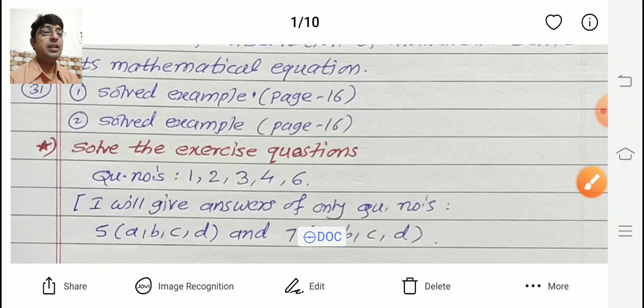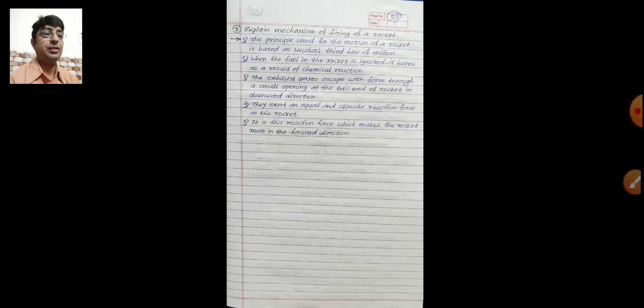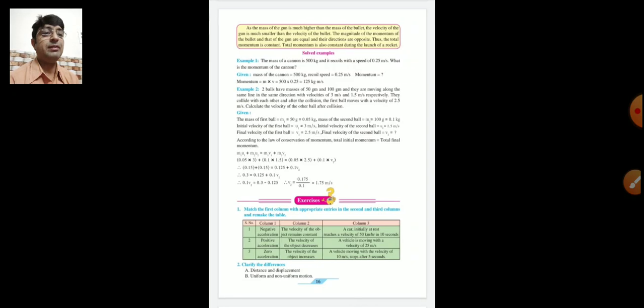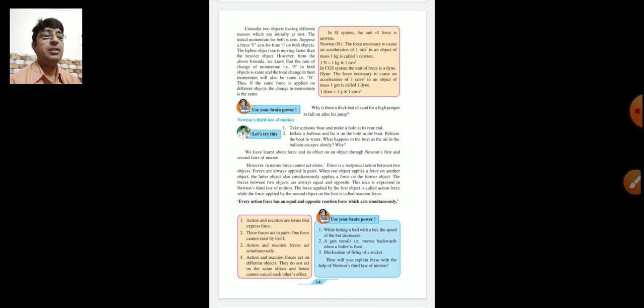So in this way, this first lesson, laws of motion, is over here. All are getting? So see the video carefully and write down the questions with answers in a proper way in your notebook.